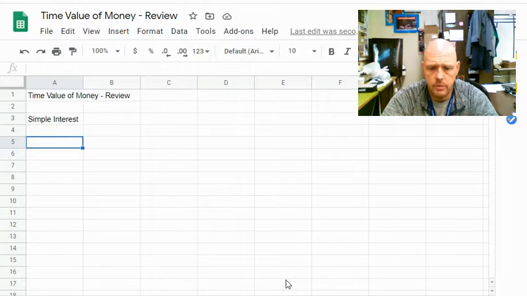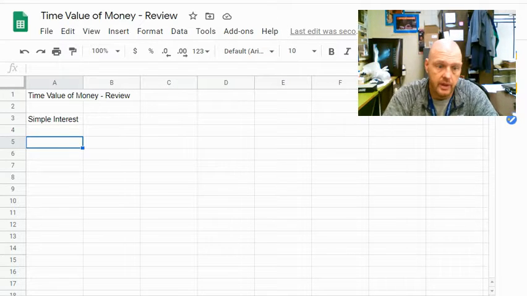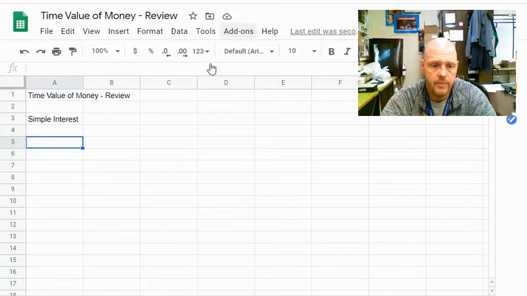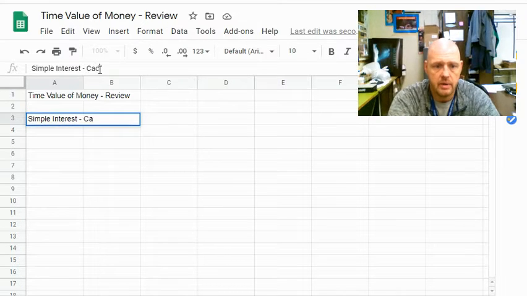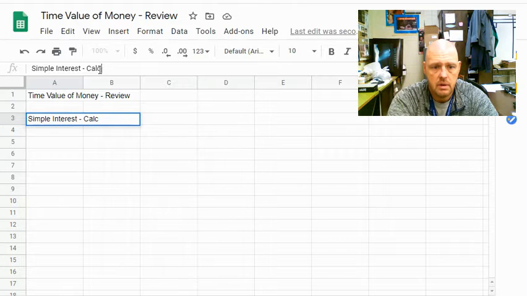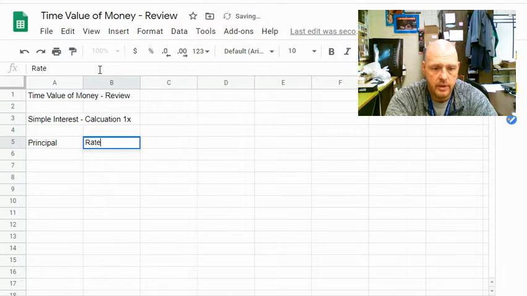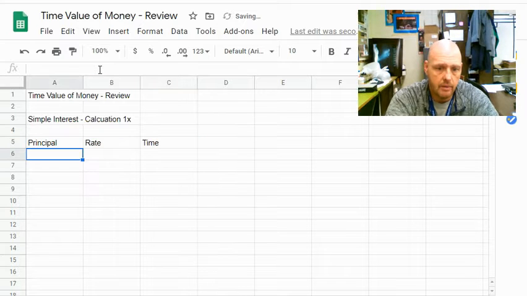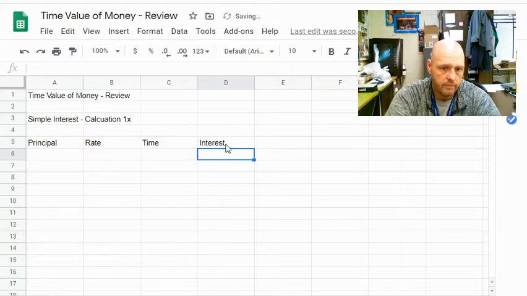We are going to review the concept time value of money. Time value of money can be broken into two pieces. You can break it into what we call simple interest. And the key to simple interest is you are doing a calculation one time. Right? Now, there's the old school long way of doing it, which is taking the principal times the interest rate and times the time. Now, time is usually in a fraction of a year, and that will get your interest.